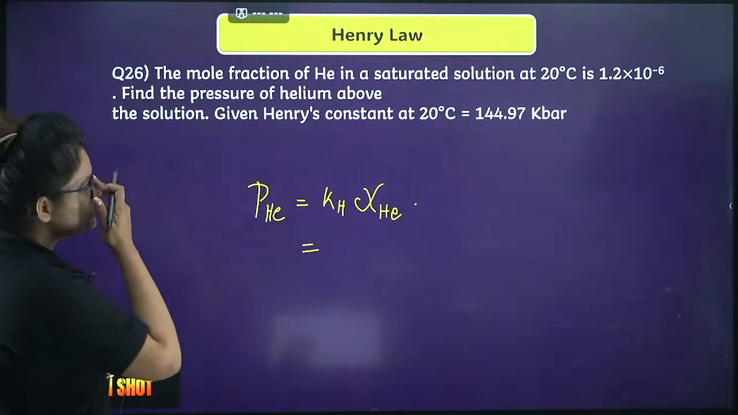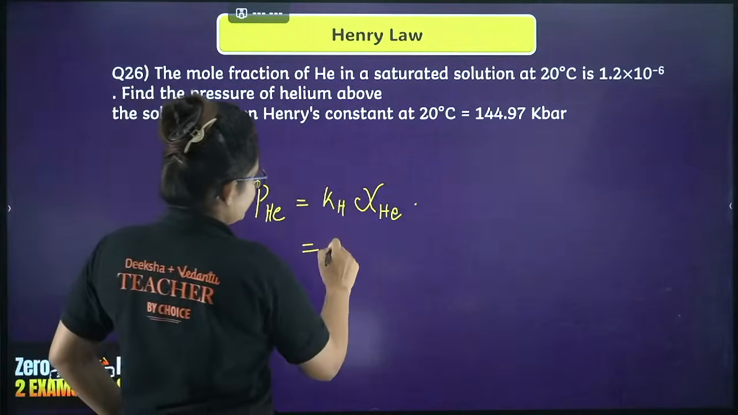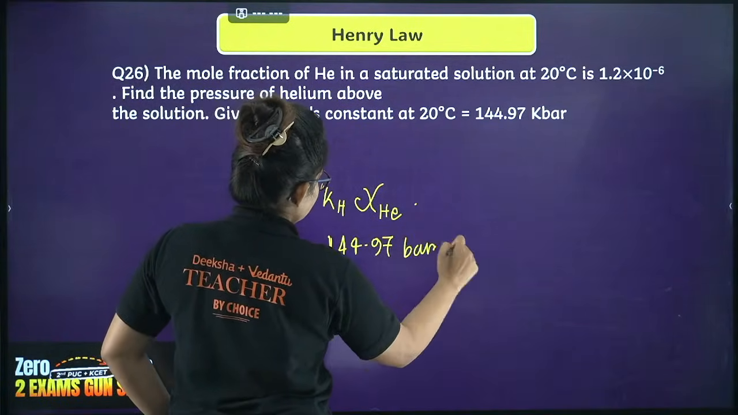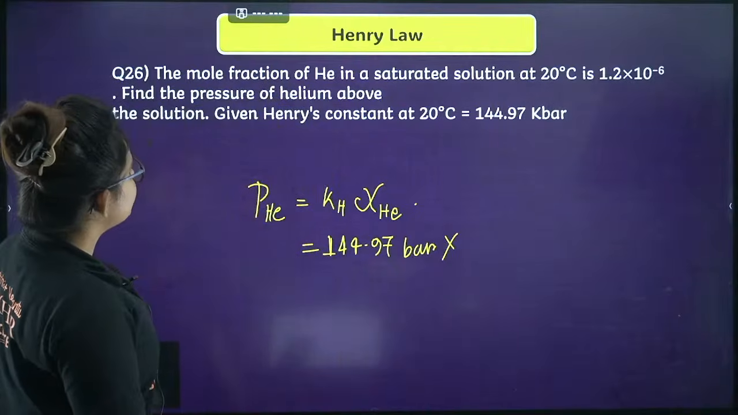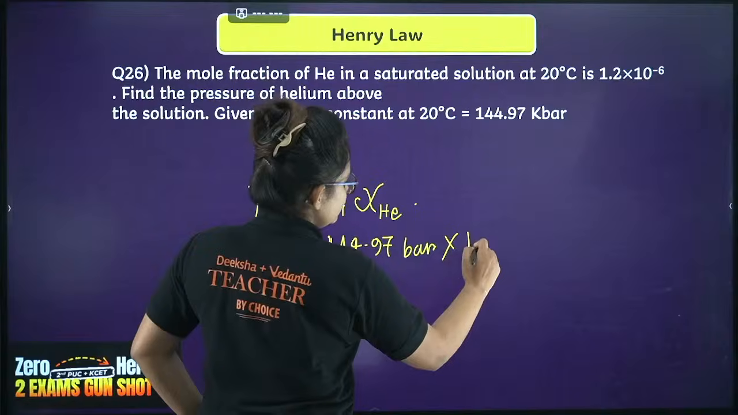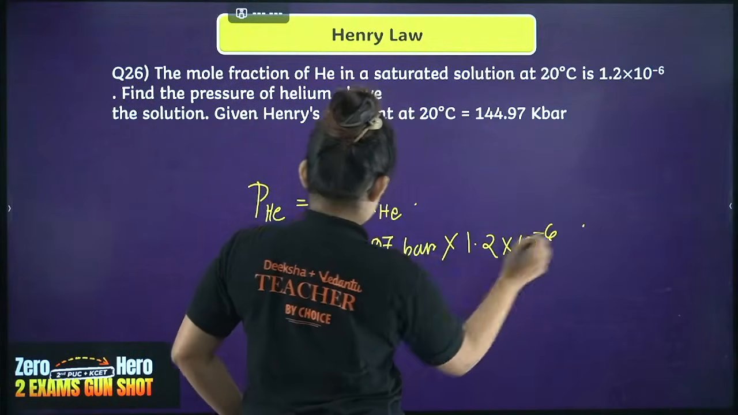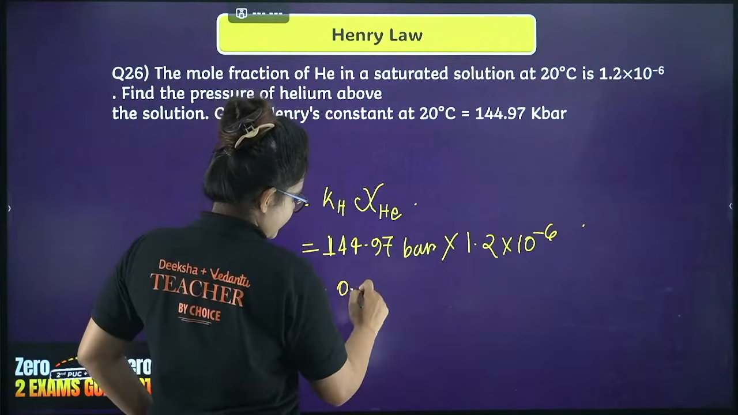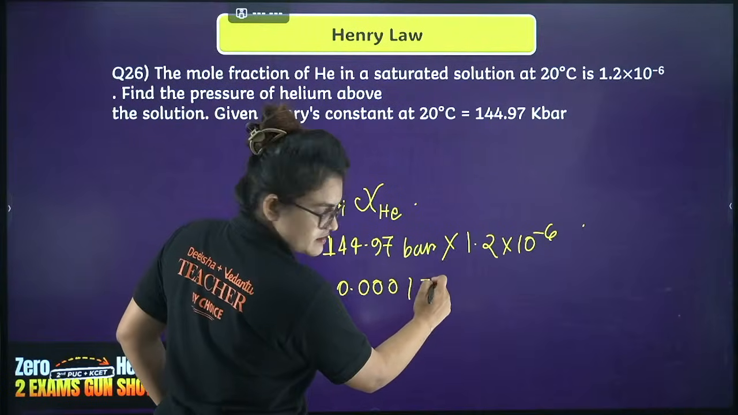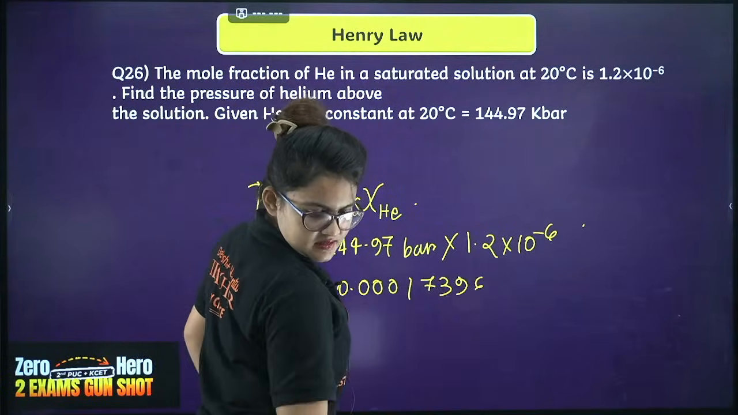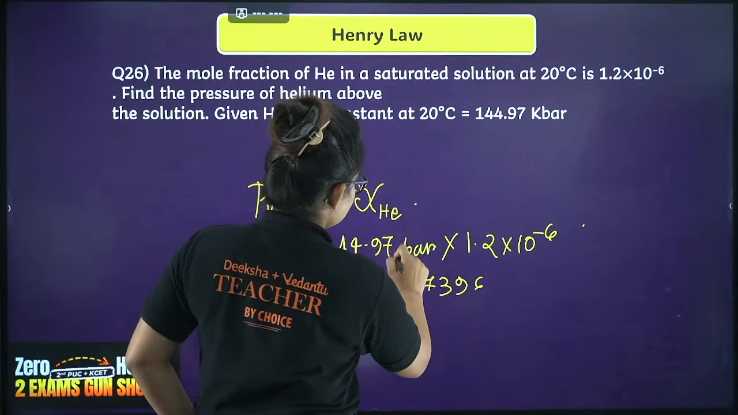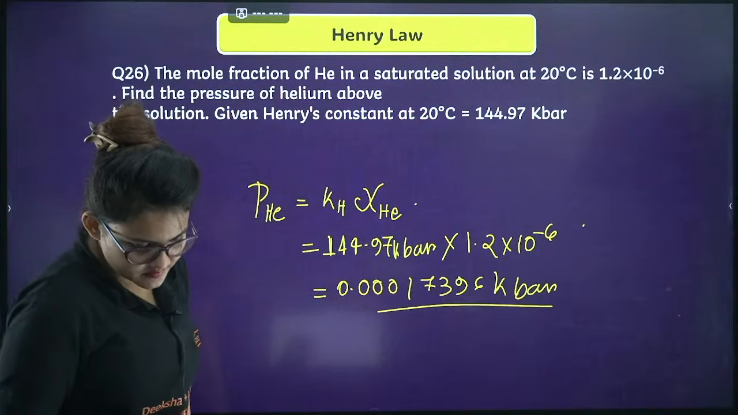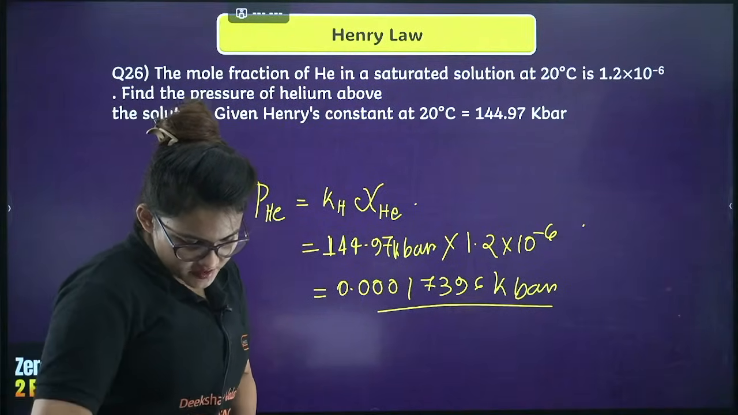So the kH value you can see it's given over here, 144.97 bar, into the mole fraction, which is given as 1.2 into 10 power minus 6. So if you calculate this, your answer will come 0.00017396. This is in kilobar. You will get it in kilobar. That's the answer. Very simple.